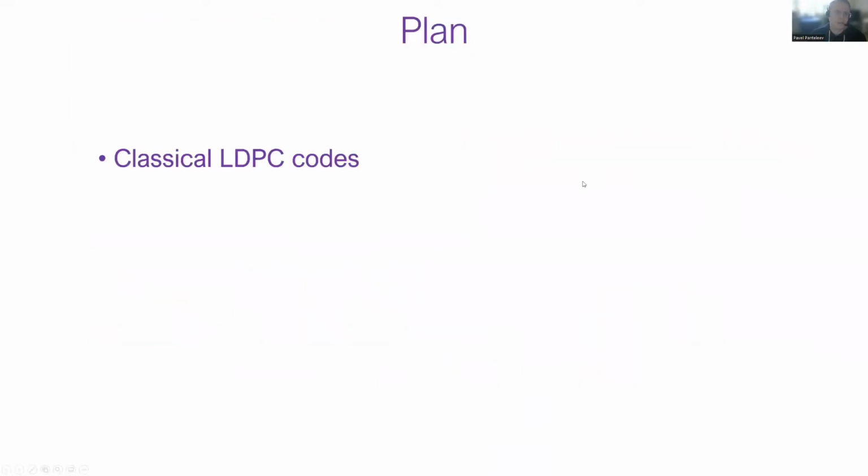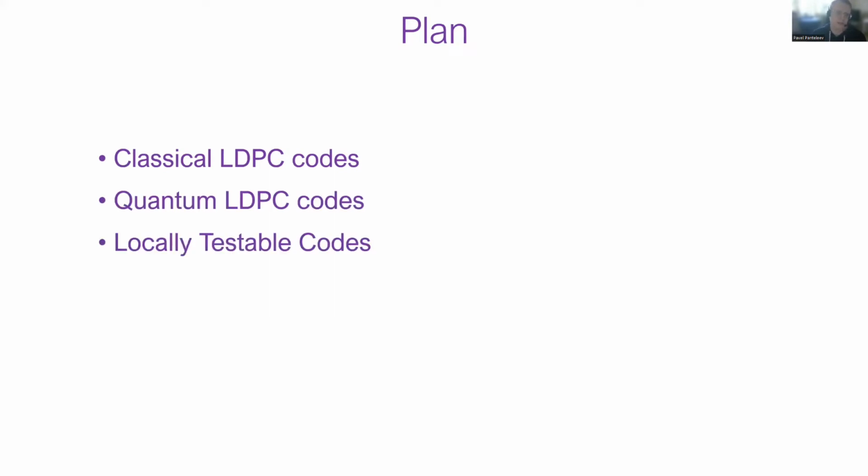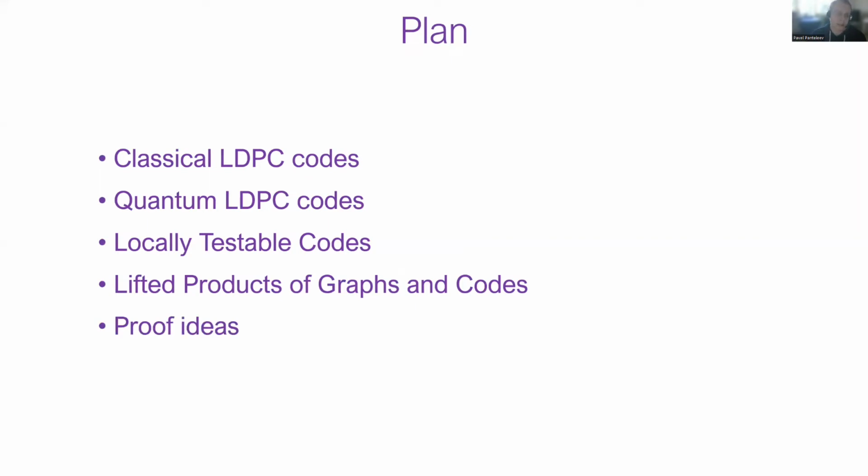Okay, our plan. First we start with the definition of classical LDPC codes, then we define quantum LDPC codes and locally testable codes. Then I'll describe our general construction called lifted product, and I'll talk about our proof ideas, and I will also say something about further directions.